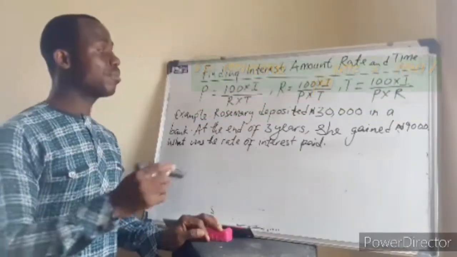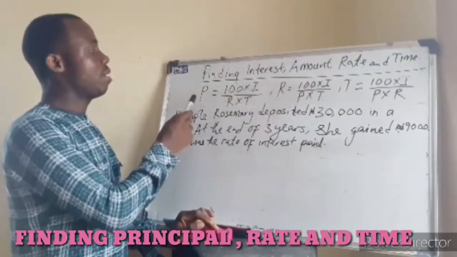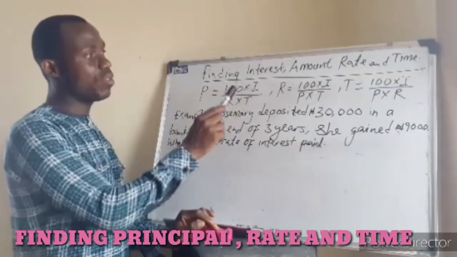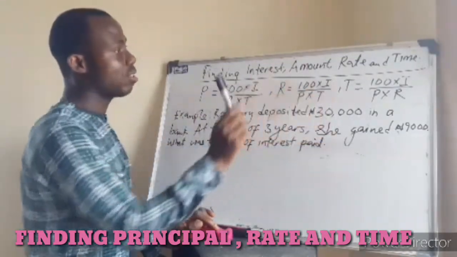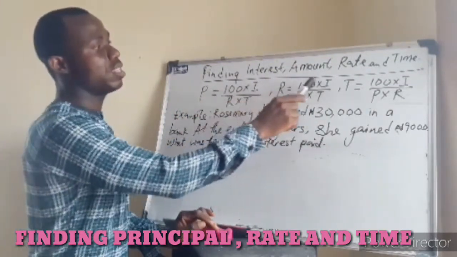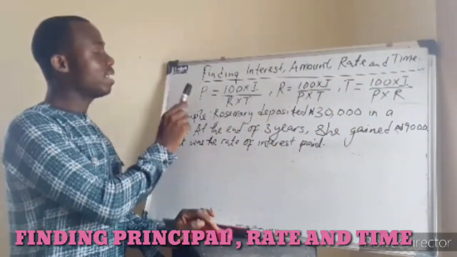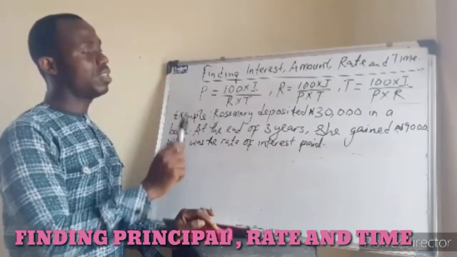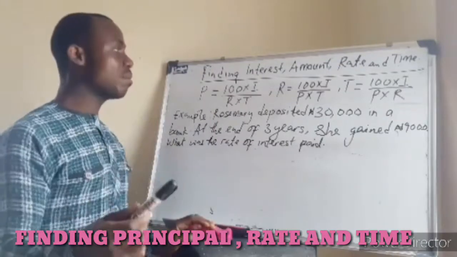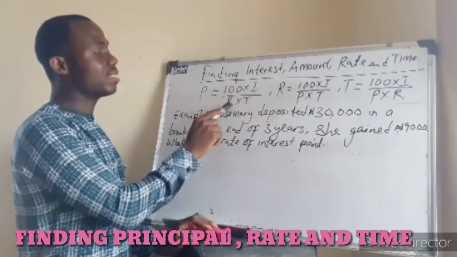Apart from finding interest, you can also find principal, rate, and time. Principal is equal to 100 times I. If you look at the 3 formulas, you discover that the same thing is repeating: 100 times I, where I stands for interest. The only thing changing is either P, R, or T. If you remember it this way, it will help you solve questions. So principal is 100 times I all over rate times time.